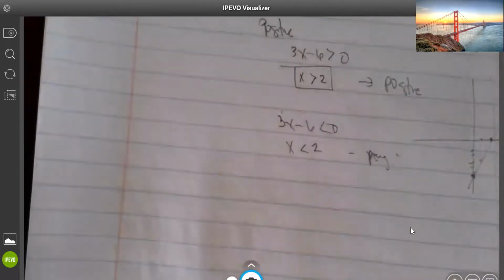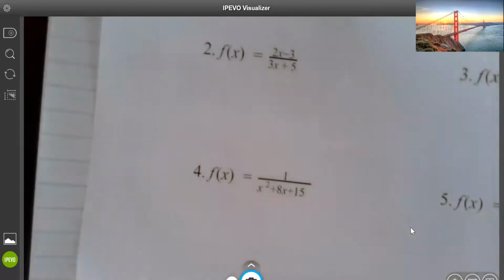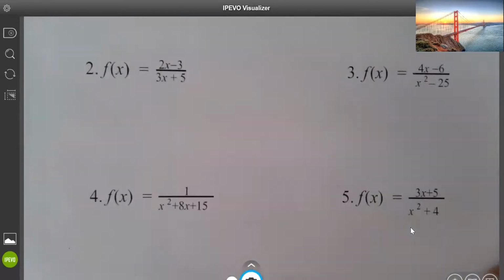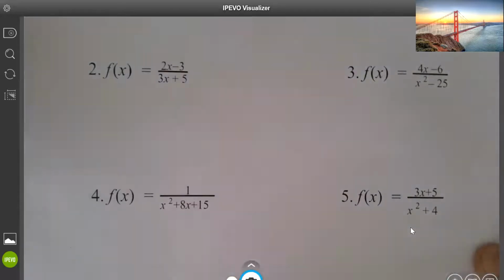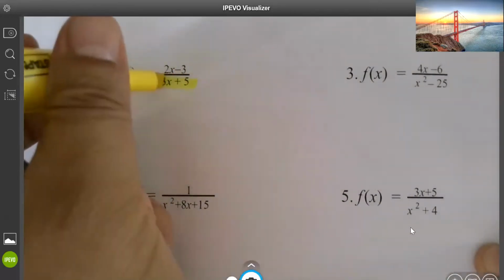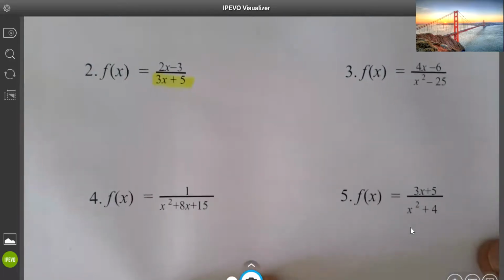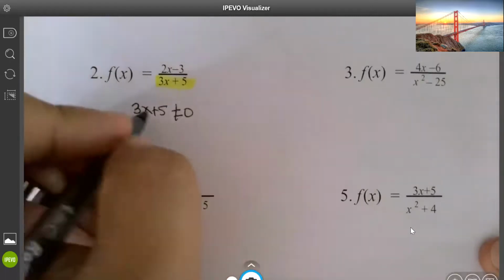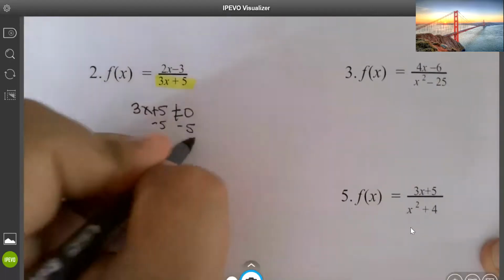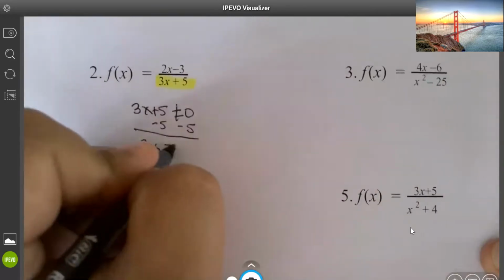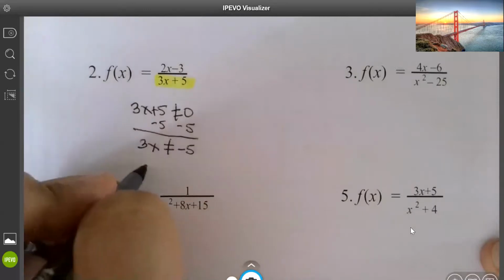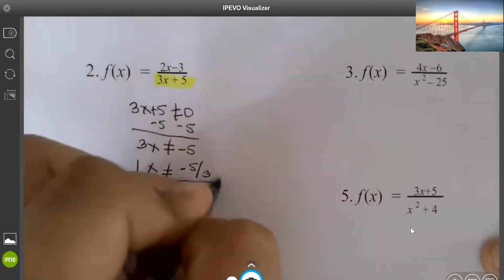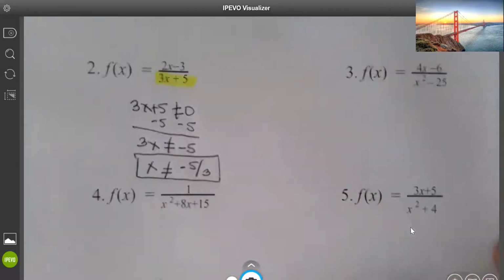Now, let's have some more problems. Let's say, for example, you have here 2x minus 3 over 3x plus 5. So again, the denominator 3x plus 5 cannot be equal to 0. So set that one, 3x plus 5 not equal to 0. So minus 5, minus 5. So I have here 3x is not equal to negative 5. Divide both sides by 3. x is not equal to negative 5 over 3. That is the domain. Okay.